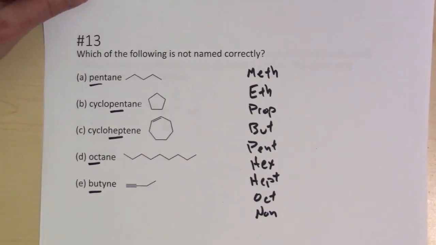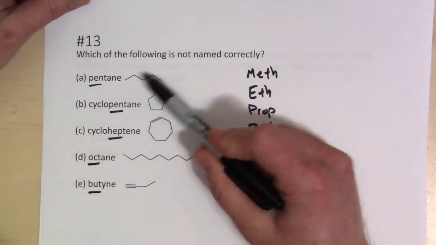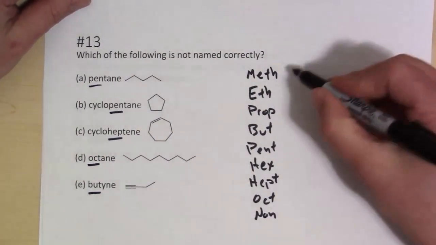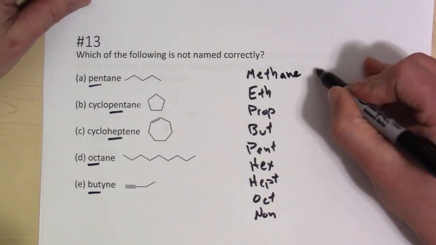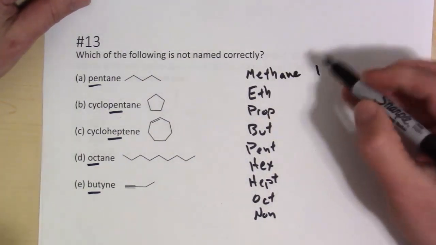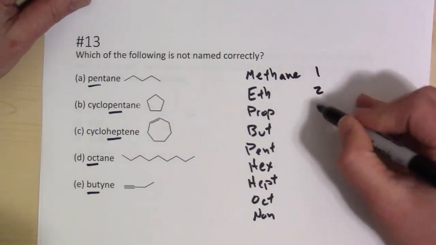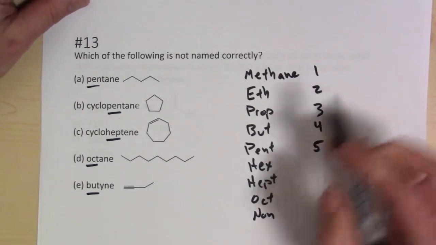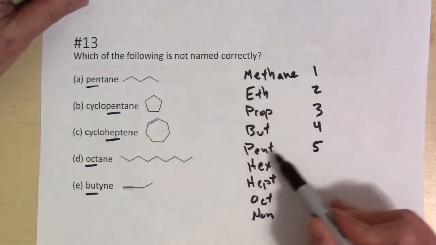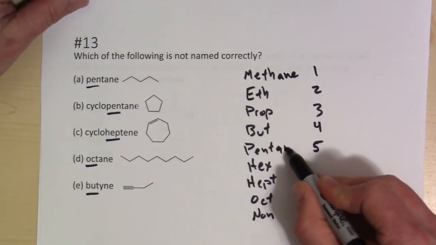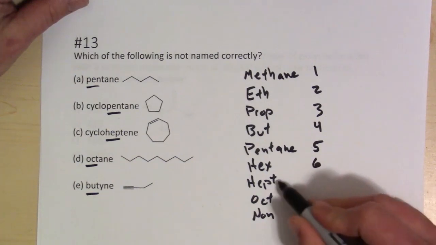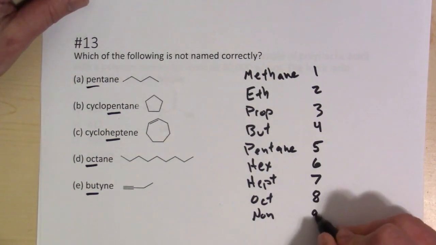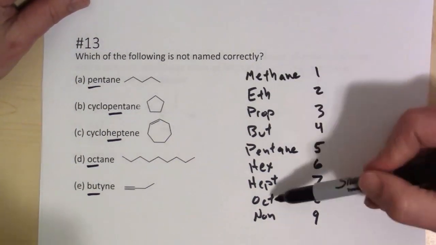So if it's an alkane, like we see here, where there's all carbon, hydrogens, and single bonds, that'd be methane. So that's 1 carbon. So ethane would be 2 carbons, propane is 3, butane 4, pentane 5. So here is pentane. We see that it has 5 carbons. Hexane is 6, heptane is 7, octane is 8, and nonane is 9.